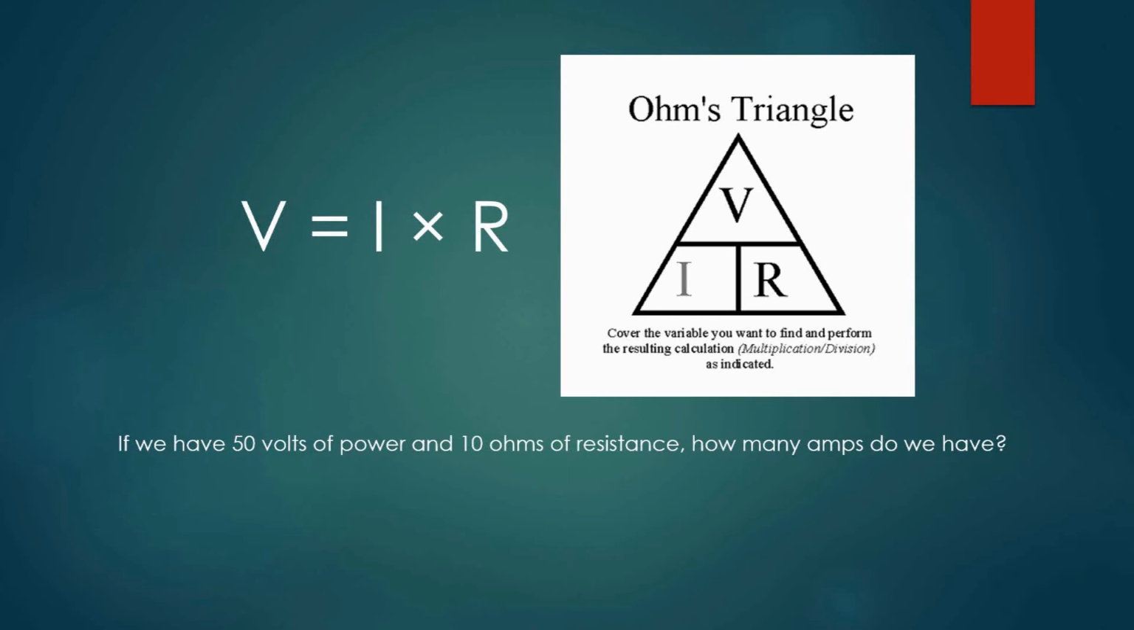So let's cover up the I on our triangle. Now we know that we have to divide voltage by resistance, since V is on top of R. So our equation will be I equals V divided by R.